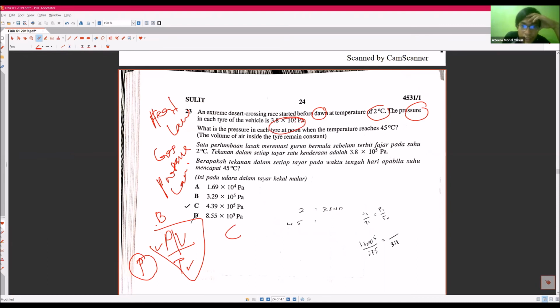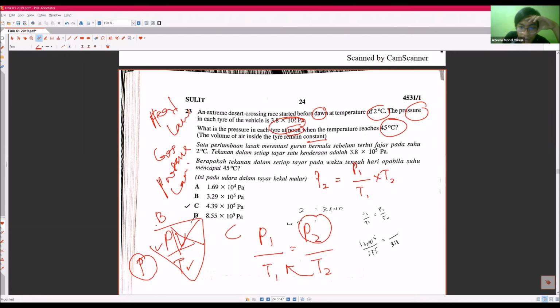What is the pressure in each tire at noon? Noon is a little bit higher temperature, 45 degrees Celsius. The volume remains constant. So P1 over T1 equal to P2 over T2. It asks us about the pressure at noon, so we must bring T2 here. So P2 equal to P1 over T1 times T2. Make sure that your temperature must be in Kelvin. I repeat again, in Kelvin, add 273. Don't forget that.